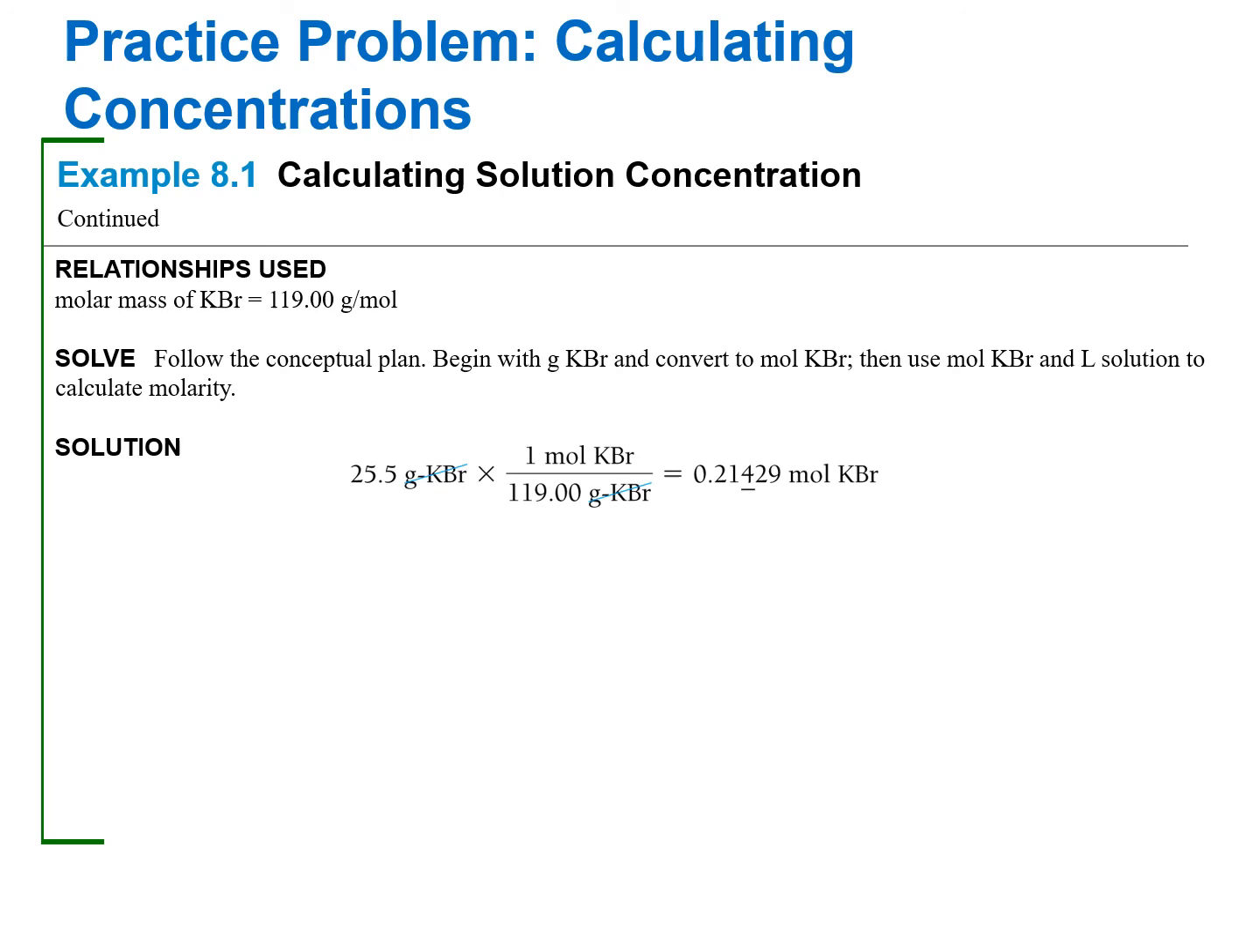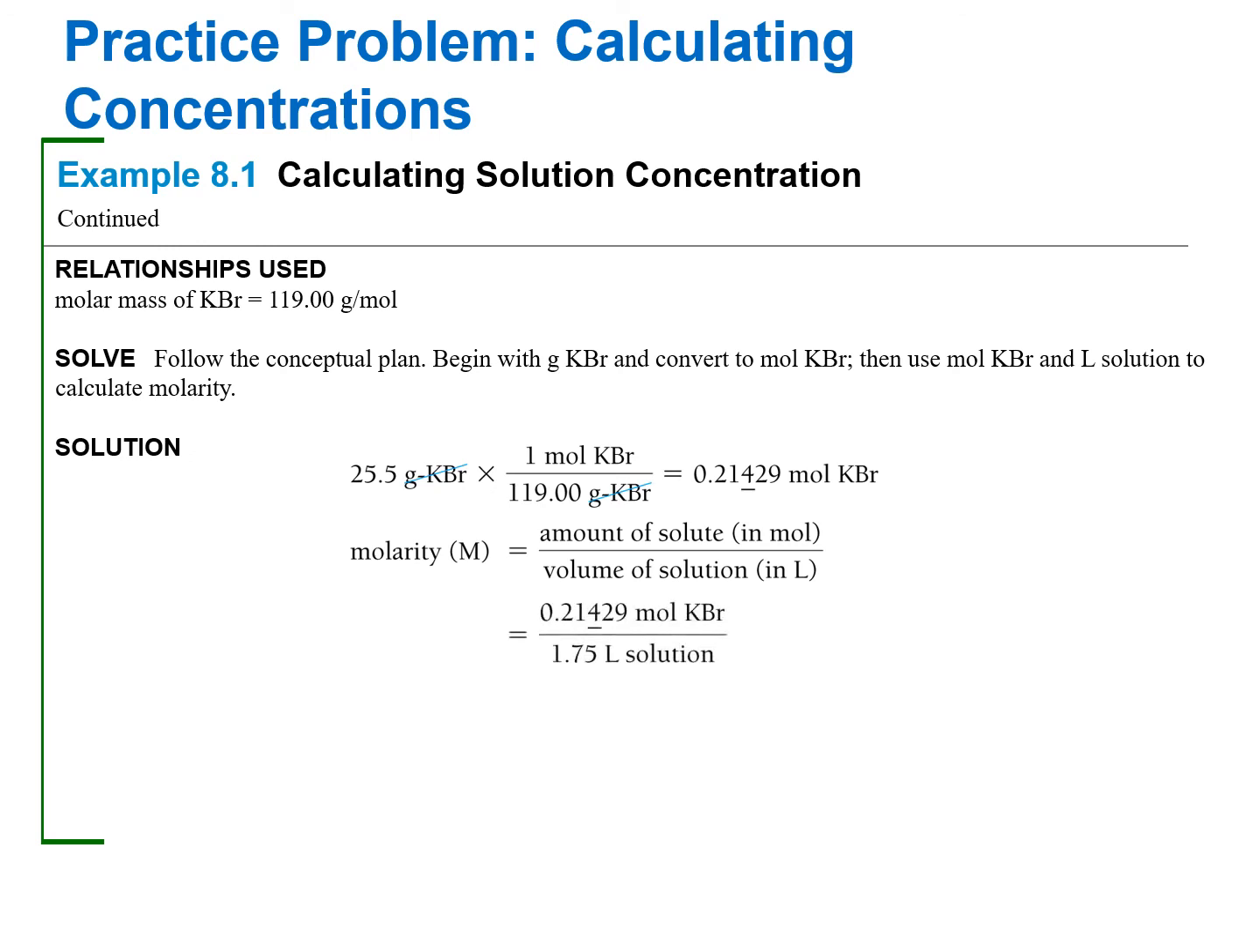Well, when it comes to molarity, what we're looking for is moles per liter. So we're going to actually put both of the numbers in the equation together. We're going to take our 0.21429 moles of potassium bromide, and we're going to divide it by 1.75 liters. And that's going to leave us with a certain amount of moles per liter. And we end up with 0.122 moles.